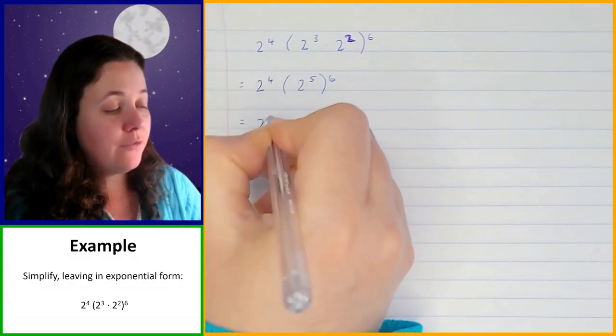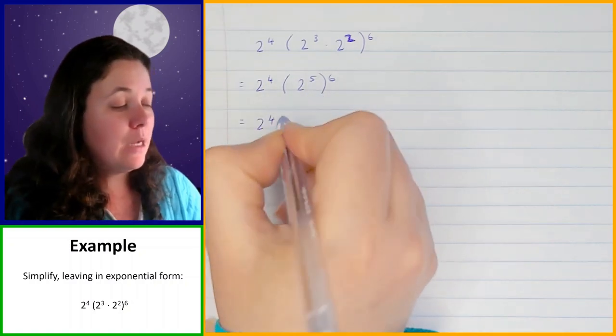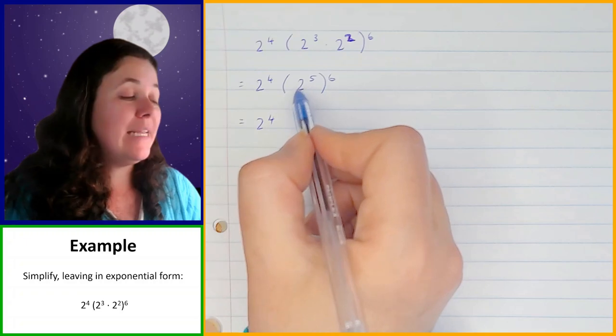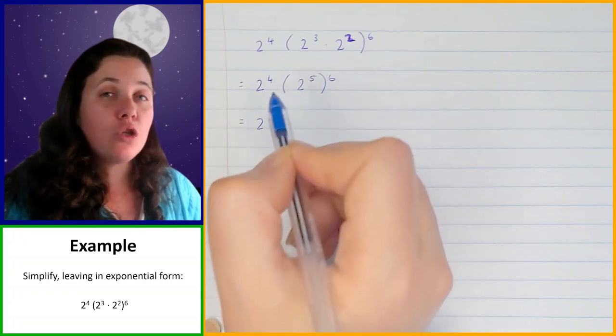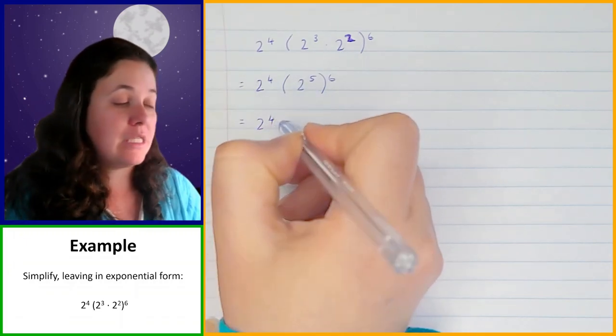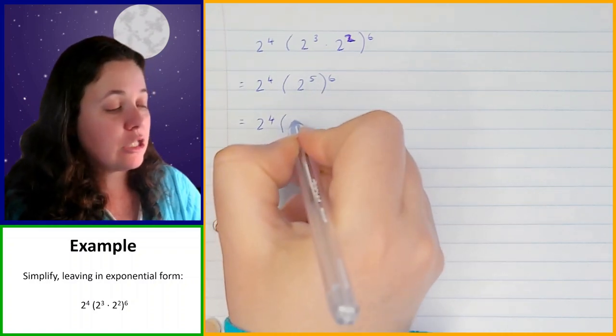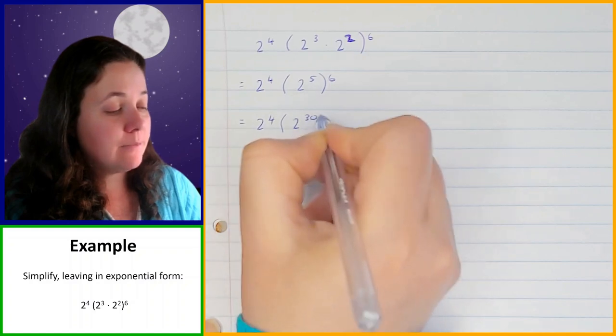So I've got 2 to the power of 4, still stays the same, multiplied by, and now over here, once I sort this out, I don't need to have the brackets there anymore, but if I don't write the brackets, I have to show that there's multiplication in some way. So I can put a dot, or I can keep it in brackets if I want to as well. So that's going to be 2 to the power of 30.